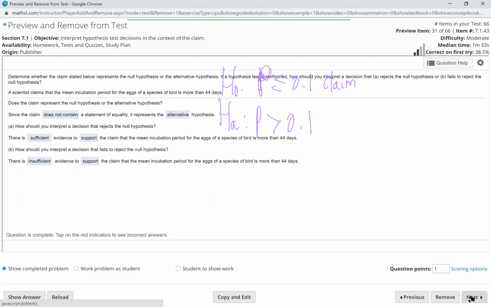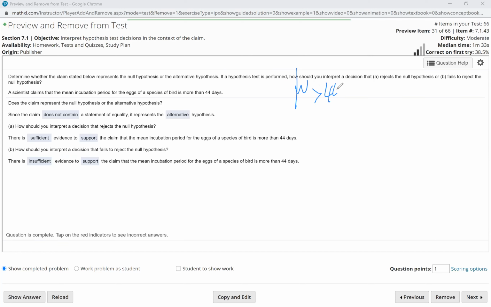Next. Let me clear here, drawing. A scientist claimed that the mean incubation period for the eggs of a species of bird is more than 44. More than 44, guys, is this. So it happens to be in the alternative hypothesis, as you notice.